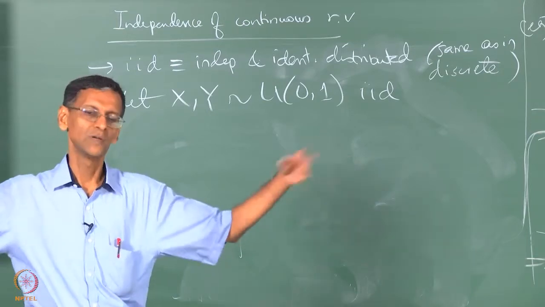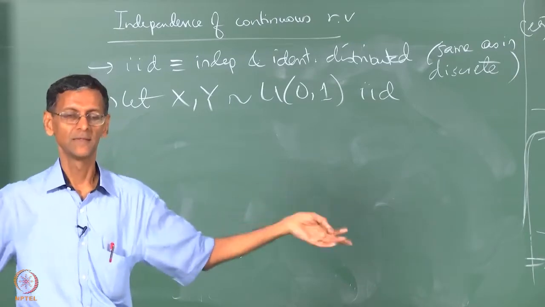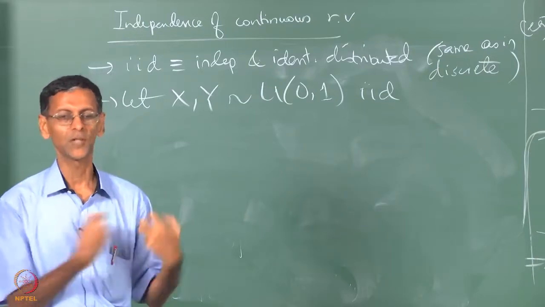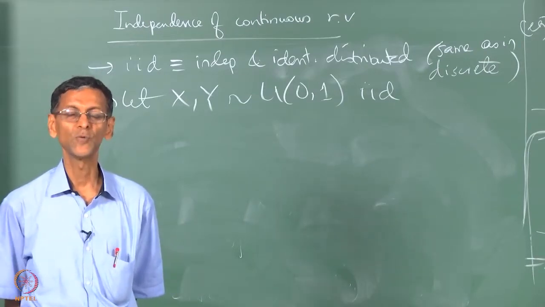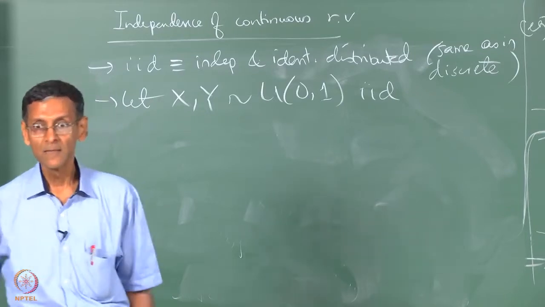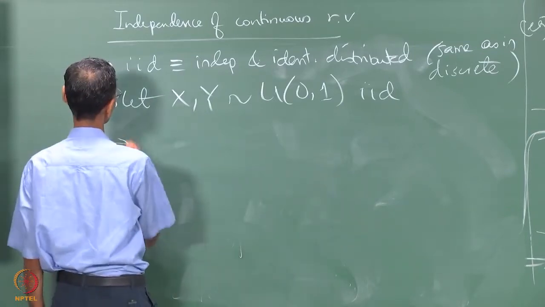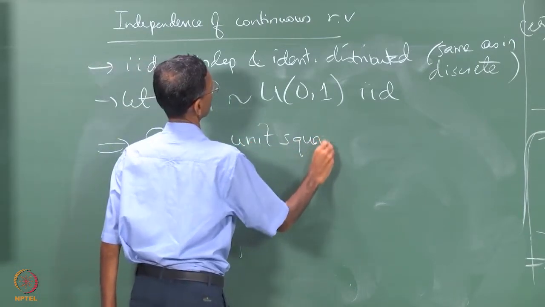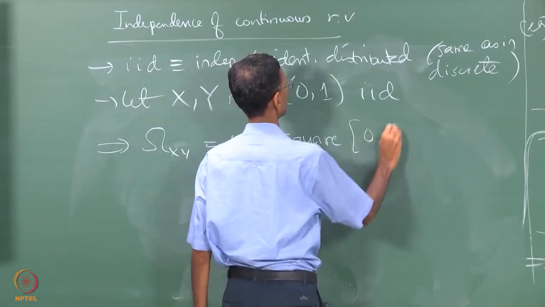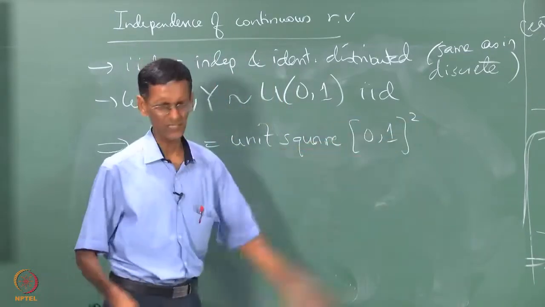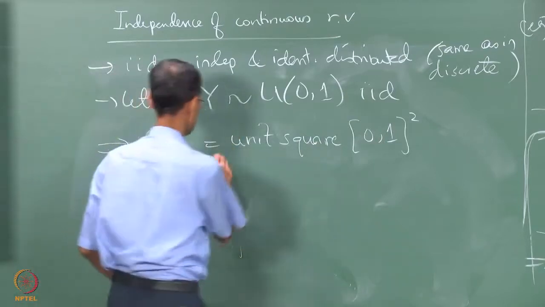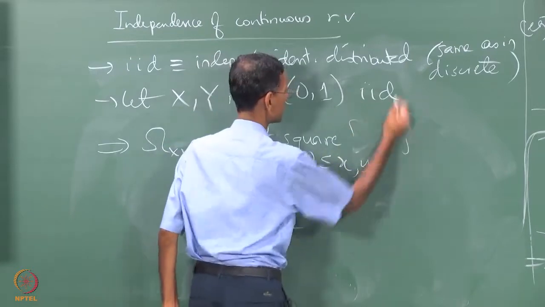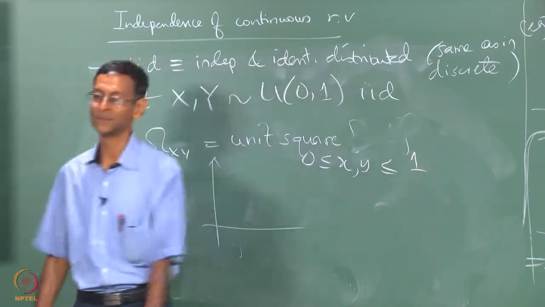So these are two random number generators independently spinning away, and this gives you a number x, this gives you a number y. We take them together and plot them on the plane. So what's going to be the omega xy is going to be the unit square 0 1. I'm not sure this notation is right. Maybe it's better to write it like this.